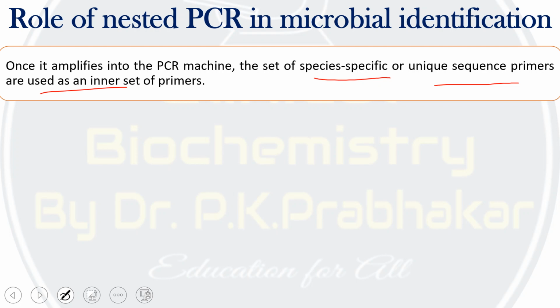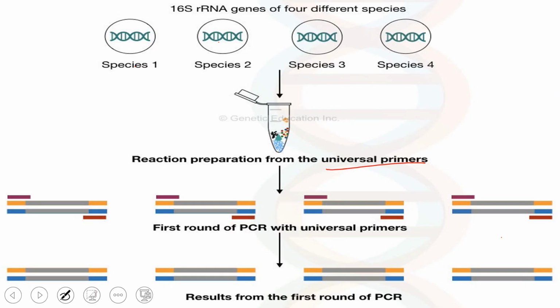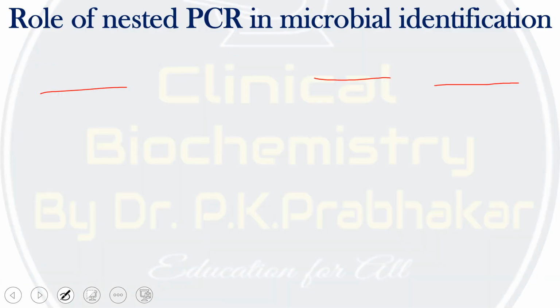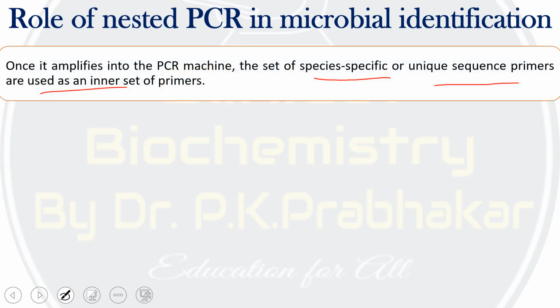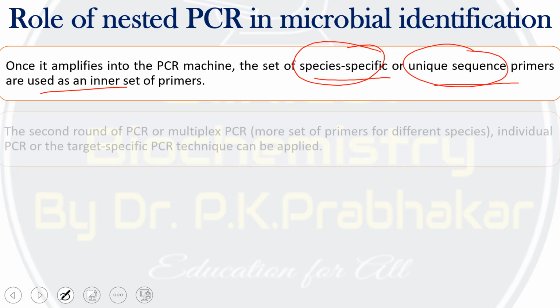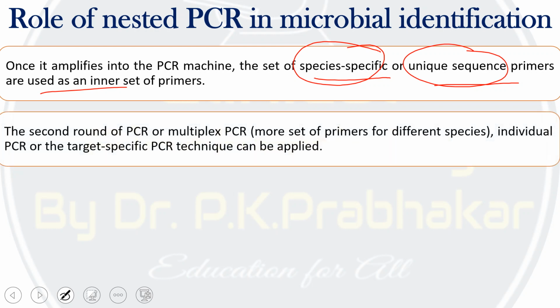So in the first cycle we are using a common, or you can call it non-specific or universal primer, which will work as the outer primer set. And whatever product we get after this first cycle, there we are going to use the inner set of primers. What is the inner set of primer? That is either species specific or unique, meaning a very specific sequence, and that will be used as the inner set of primer in the second round of PCR, or the multiplex PCR.